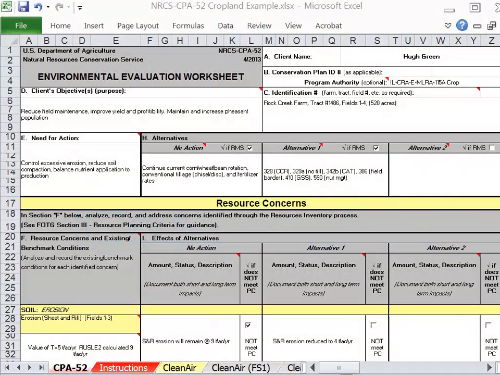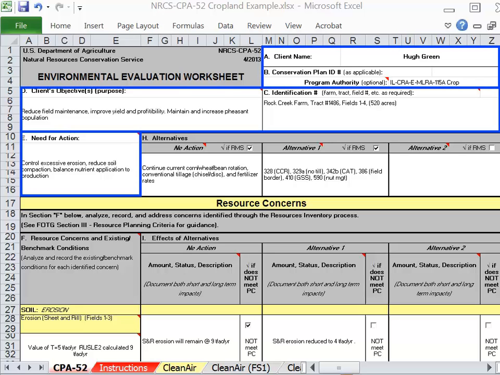Let's recap the process Marie used for documenting the outcomes of the NRCS 9-step planning process on the NRCS CPA 52. Marie first met with Mr. Green via phone and was able to gather preliminary information for sections A through E of the form based on her initial phone conversation.